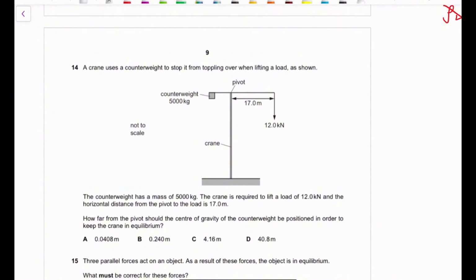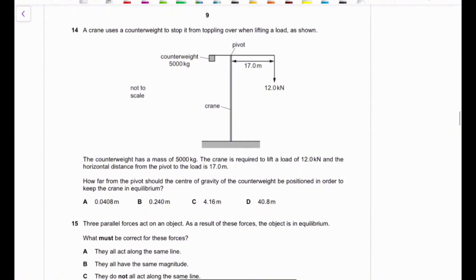Move on to question 14. A crane uses a counterweight to stop it from toppling over when lifting a load. The counterweight has a mass of 5,000. The crane is required to lift a load of 12,000 kilonewtons, and the horizontal distance from the pivot to the load is 17 meters. How far from the pivot should the center of gravity of the counterweight be positioned to keep the crane in equilibrium?